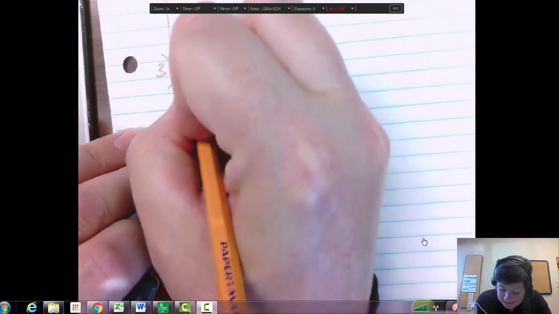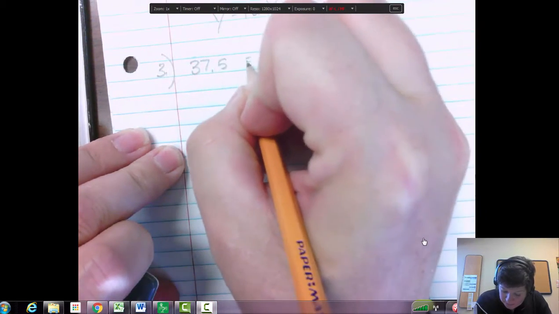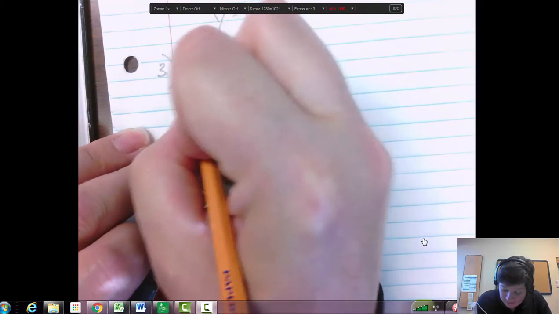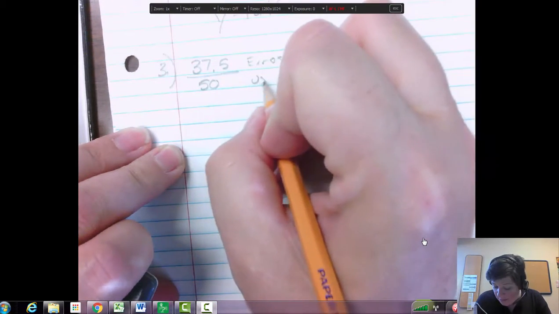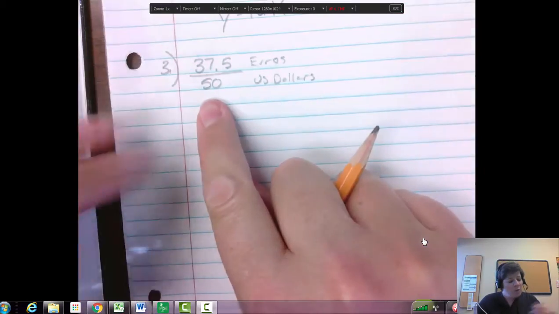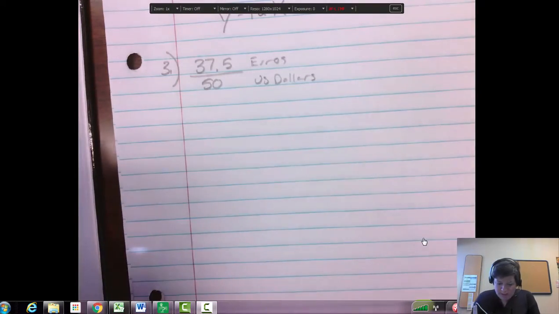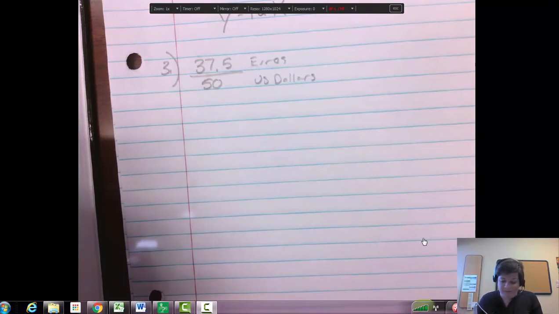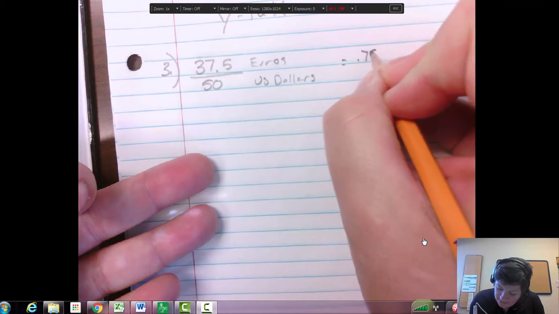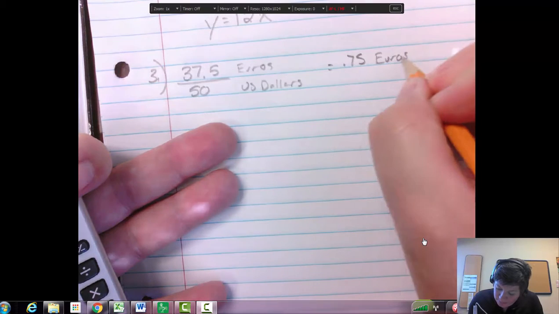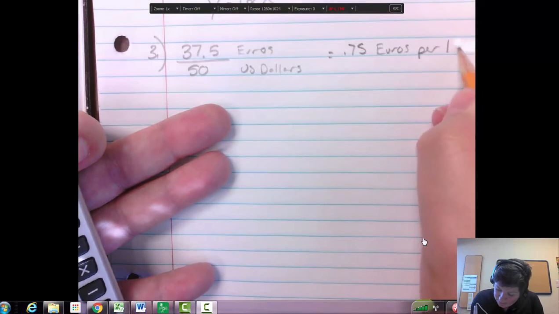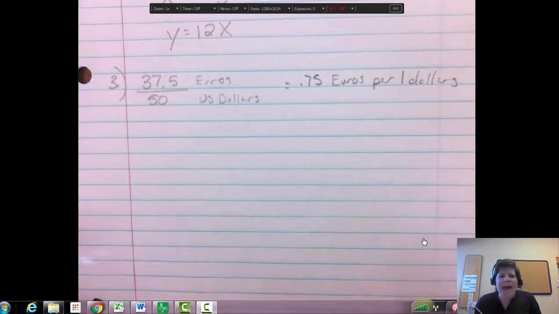But I'm just going to take the Y value, which is 37.5 euros, and the $50 of the X value, and that was US dollars. And again, we could divide each of them, and you could use a calculator to divide them if you want to see quick to make sure they're all proportional. That's fine. So 37.5 divided by 50 is 0.75. So this is 0.75 euros per $1. Right? That's how I think of it. Euros per $1. How would I write the equation?